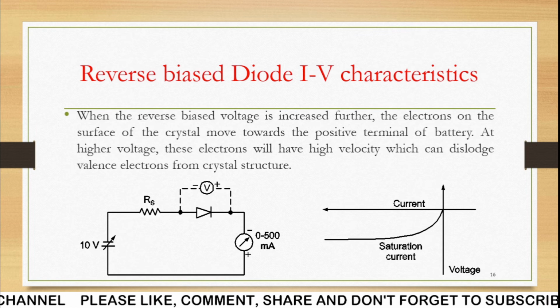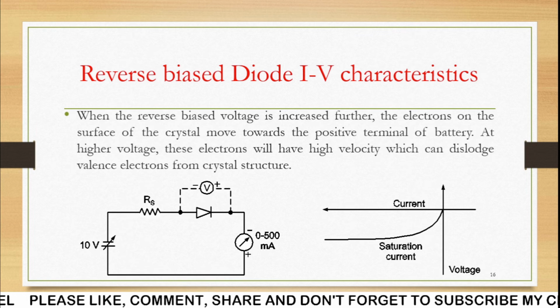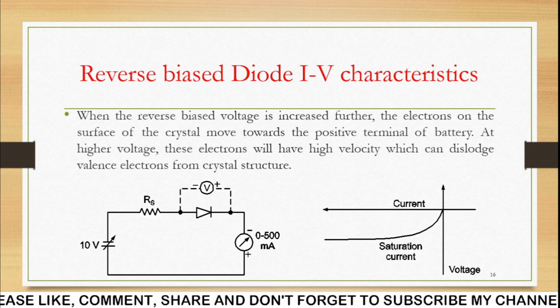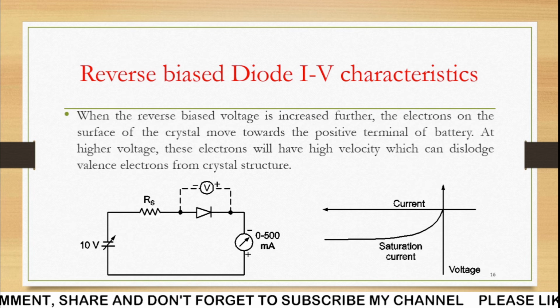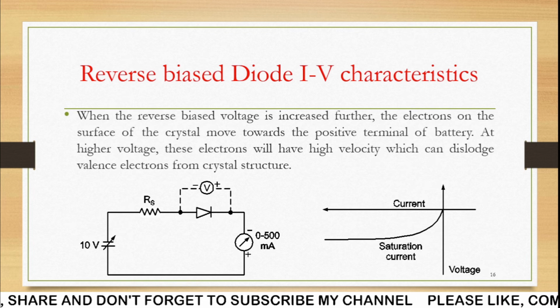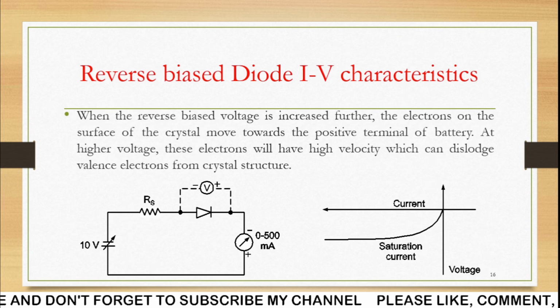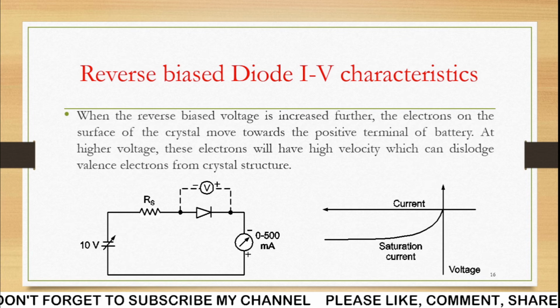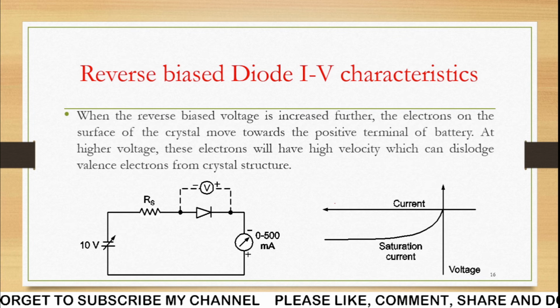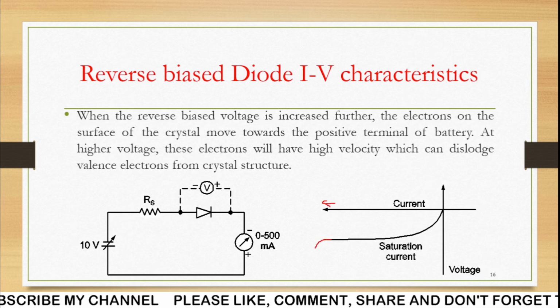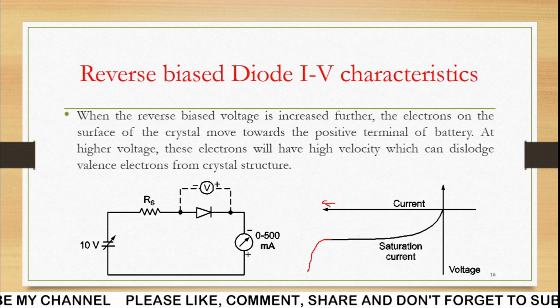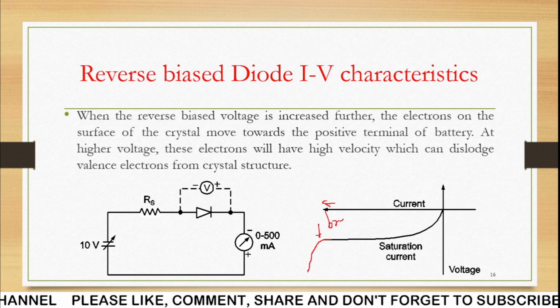So when the reverse bias voltage is increased further, the electrons on the surface of the crystal move towards the positive terminal of the battery. At the higher level, these electrons will have high velocity, which can dislodge valence electrons from the crystal structure. And then finally, what will happen? So beyond this voltage, the current will start rapidly increasing in the negative direction. That particular part is called as a breakdown.